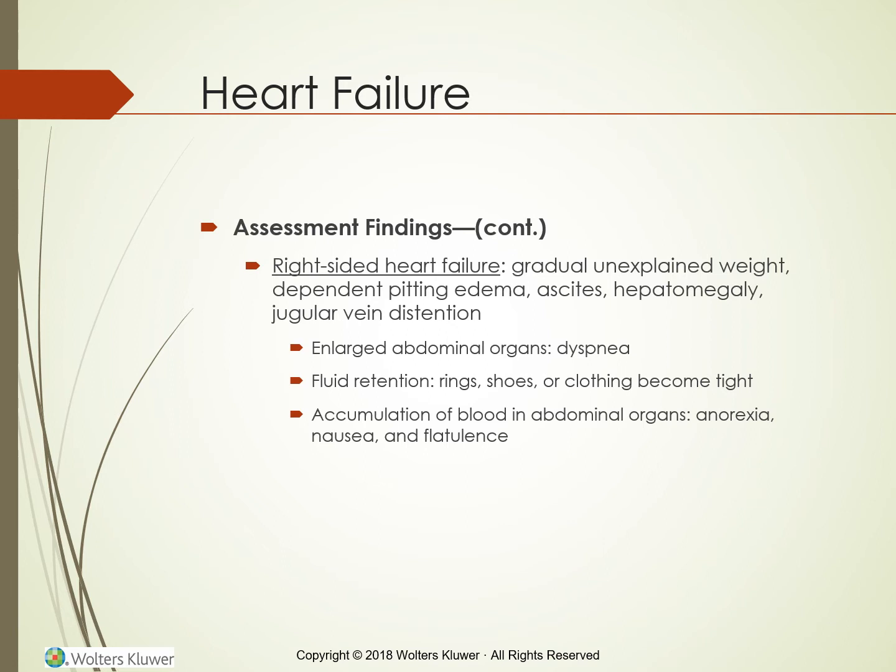such as the sacral area. Fluid may distend the abdomen, called ascites, and the liver may be enlarged, called hepatomegaly. Jugular veins often are distended from increased central venous pressure. Enlarged abdominal organs often restrict ventilation, creating dyspnea. Clients may observe that rings, shoes, or clothing may become tight. Accumulation of blood in abdominal organs may cause anorexia, nausea, and flatulence.